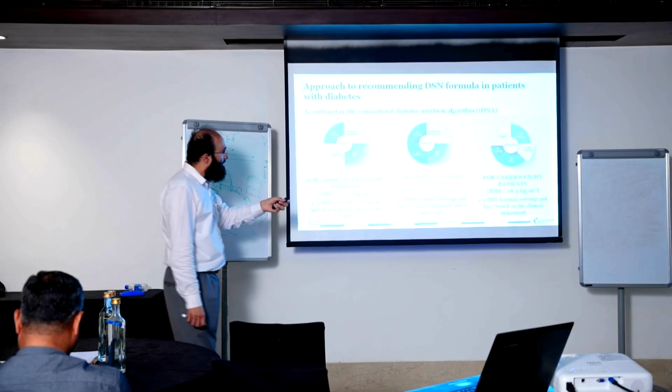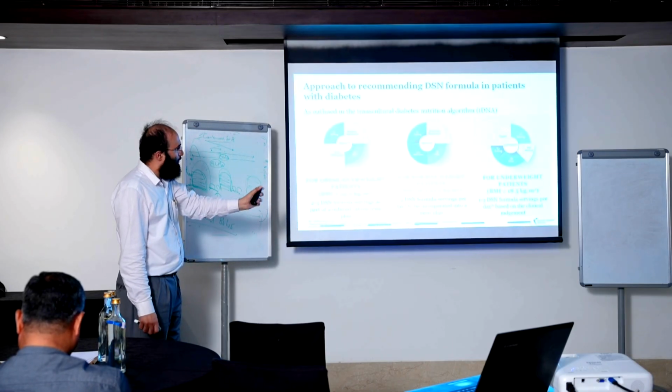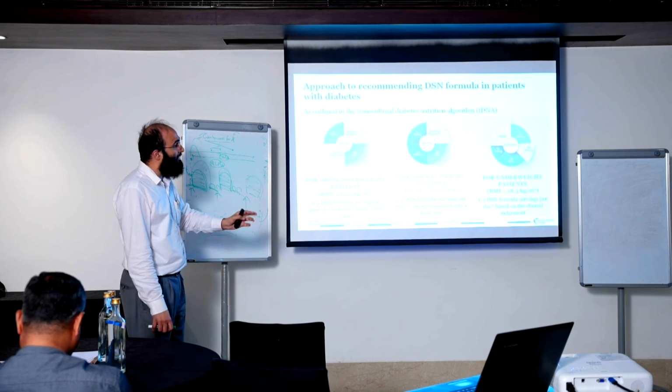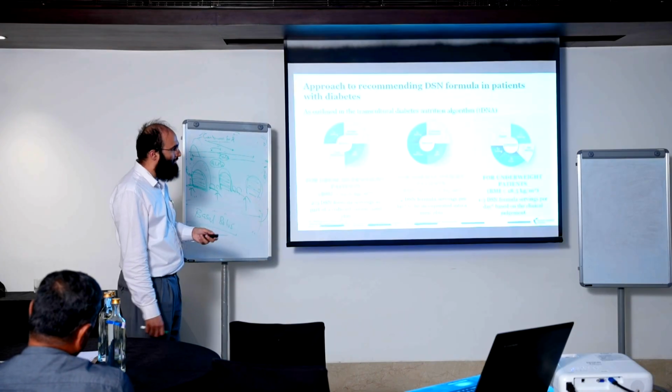For normal patients where BMI is 18.5 to 22.5, 1 to 2 DSN formula servings per day to be incorporated into a meal plan. For underweight patients, 1 to 3 DSN formula servings per day based on the clinical judgment.